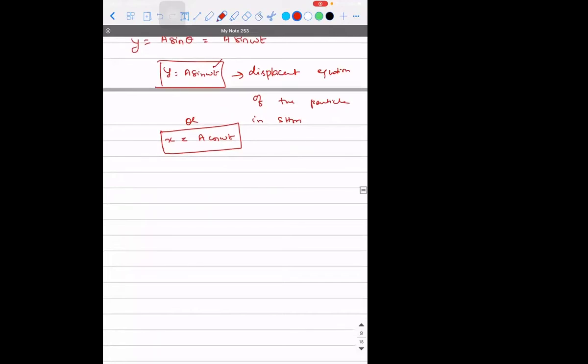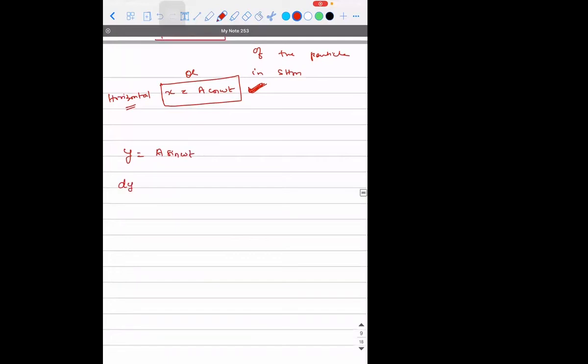So y represents the displacement of the particle in the vertical direction. X represents the displacement of the particle in the horizontal direction. This equation will also be taught in your school, but I'll give clarity about this in the next class. As of now, don't worry about x. Concentrate only on y. So displacement of a particle is y is equal to A sine omega t.